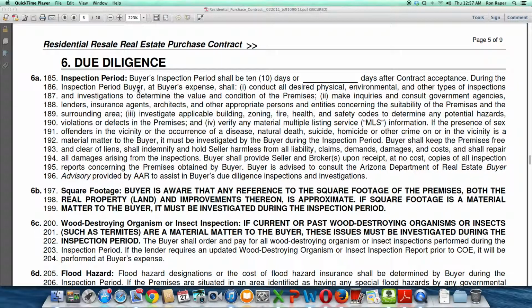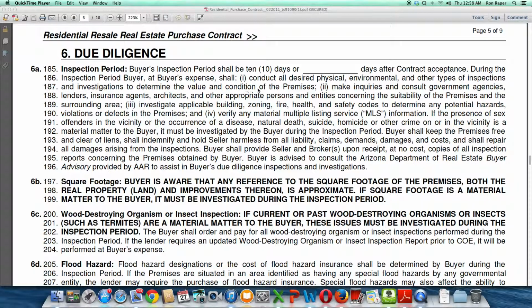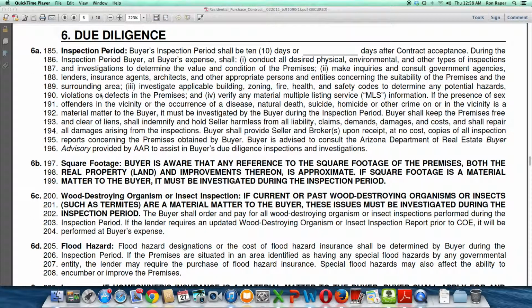During the inspection period, buyer, at buyer's expense, shall conduct all desired physical, environmental, and other types of inspections and investigations to determine the value and condition of the premises, make inquiries and consult government agencies, lenders, insurance agents, architects, and other appropriate persons and entities concerning the suitability of the premises and the surrounding area, investigate applicable building, zoning, fire, health, and safety codes to determine any potential hazards, violations, or defects in the premises, and verify any material multiple listing service MLS information.